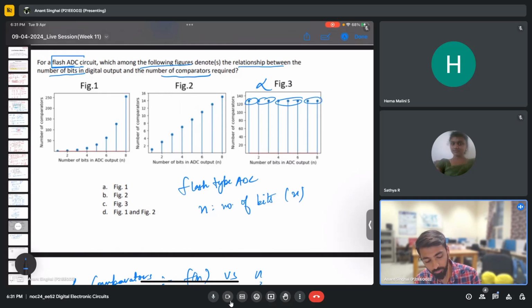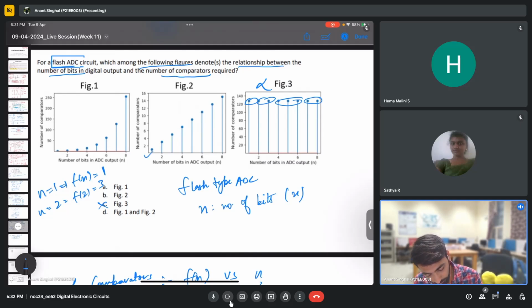So first of all, this cannot be the answer because this is constant for each and every n. So this cannot be the answer. So option C is eliminated. Then we have 2 raised power n minus 1. So for n equals to 1, we will have 2 raised power 1 minus 1, that is 1. Then for n equals to 2, we have 3.